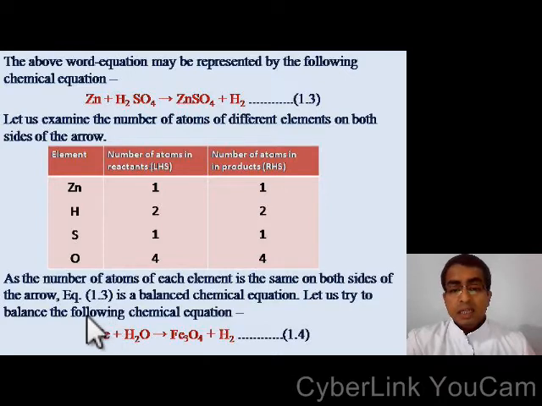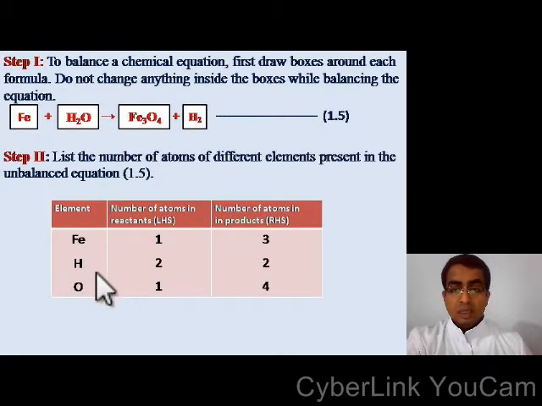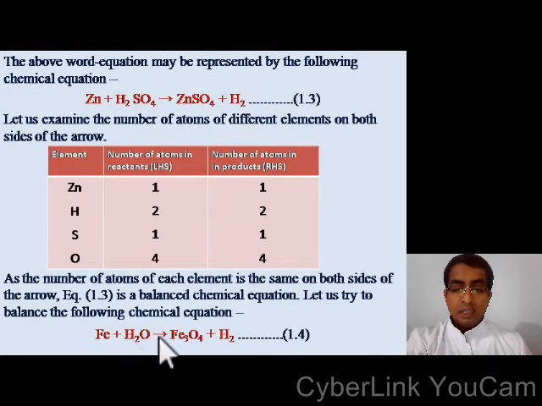Now, let us try to balance the following chemical equation: Fe plus H2O will give you Fe3O4 plus H2. The first step for balancing the chemical equation: first draw boxes around each formula. Do not change anything inside the boxes while balancing the equation. This particular equation is a skeletal equation only. It is not a balanced equation.